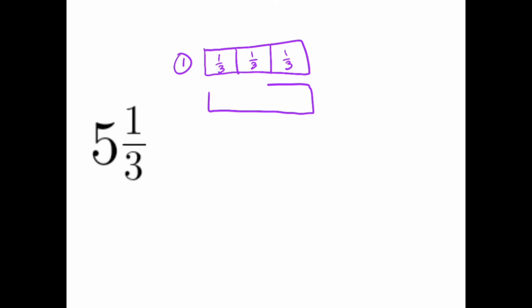Here we have 5 and 1/3. Let's convert this to an improper fraction. Our denominator is 3. So our wholes are broken up into 3 equal parts, and we have 5 wholes. Let's draw the first one. And let's section it off into thirds and label them thirds. Then let's do another one. That's our first whole. Let's do another one.